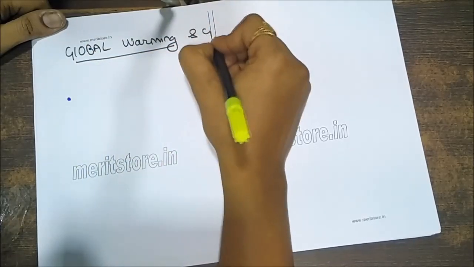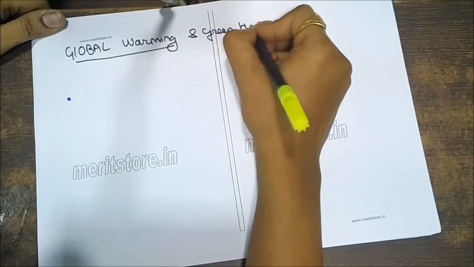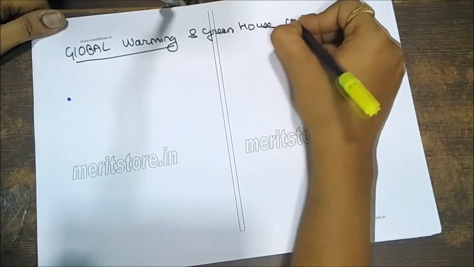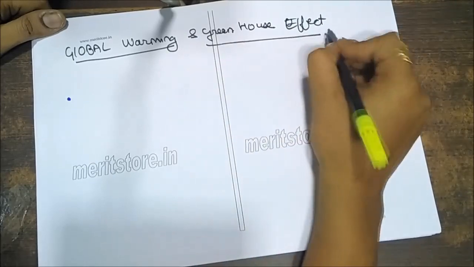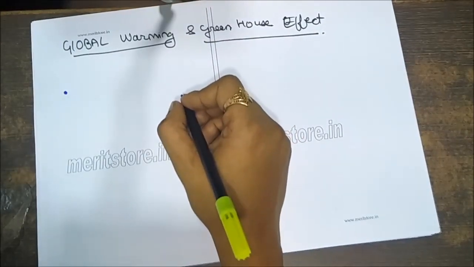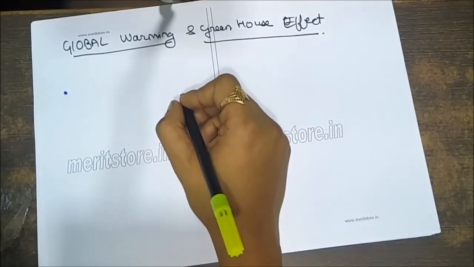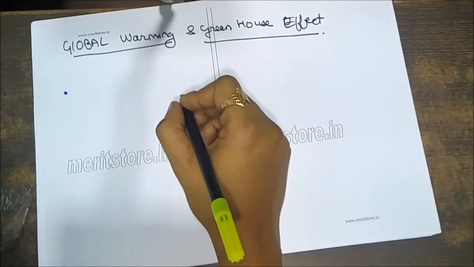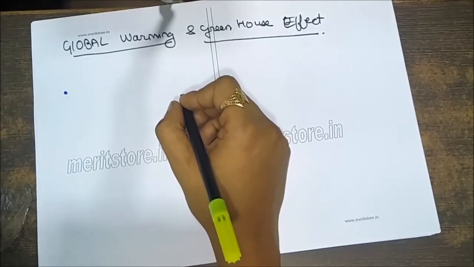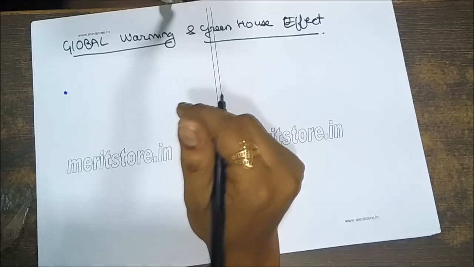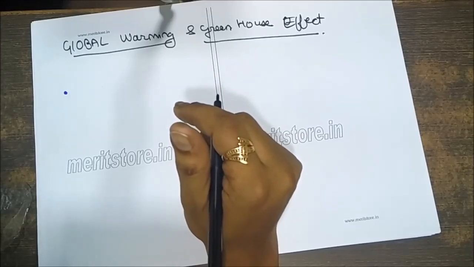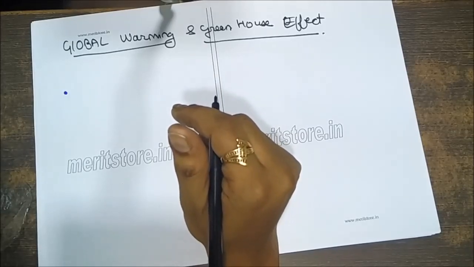So global warming, and what are these greenhouse gases or the greenhouse effect? See, what's happened is the earth's atmosphere traps the heat which is emitted from the sun and prevents it from escaping into outer space. This causes a rise in the temperature of the earth. Okay, this is called global warming.